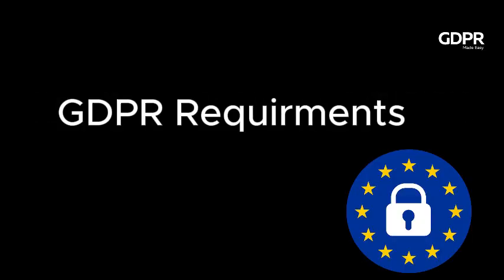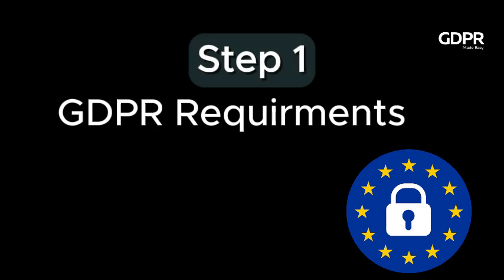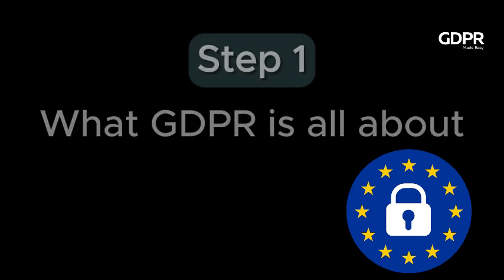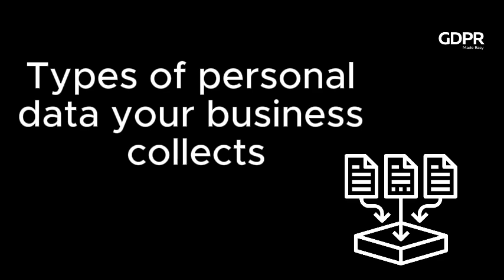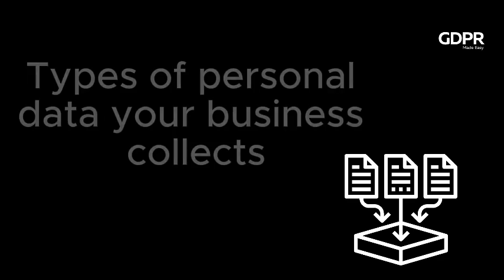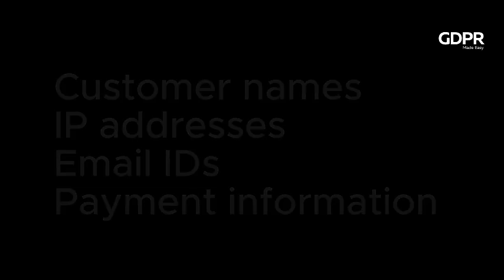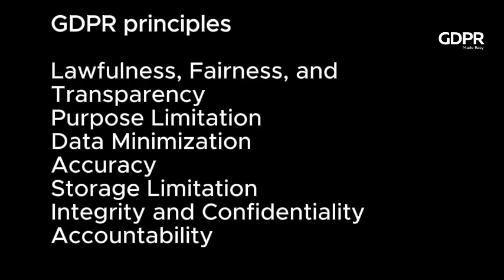Understand what GDPR requires. The first step to compliance is understanding what GDPR is all about. This means identifying the type of personal data your business collects, like customer names, IP addresses, or payment information. Understand the GDPR principles for data processing, like lawfulness, transparency, and purpose limitation.